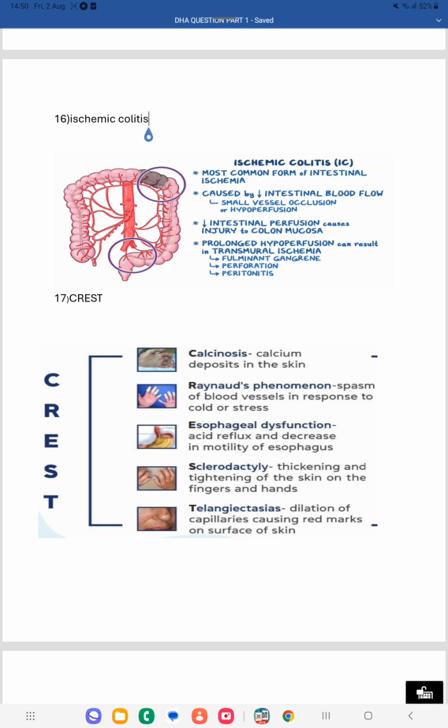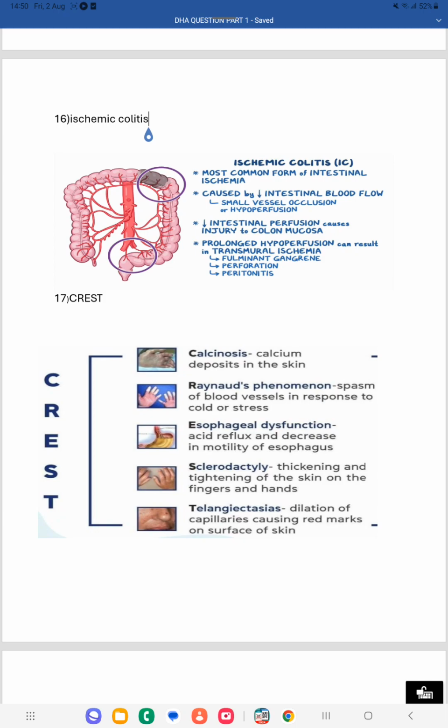Blood circulation reduces due to so many reasons. Due to the hypoperfusion, the blood circulation to the colon area is not reaching properly due to cardiac failure. The heart is not pumping blood, and because of that blood is not reaching the colon. Through that way you can get ischemic colitis; the main reason is hypoperfusion.